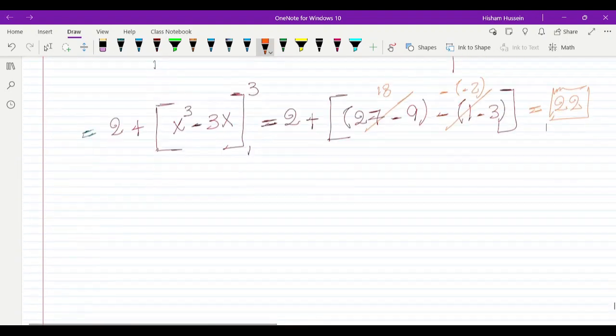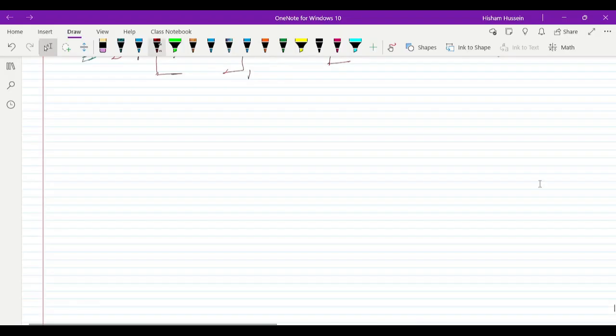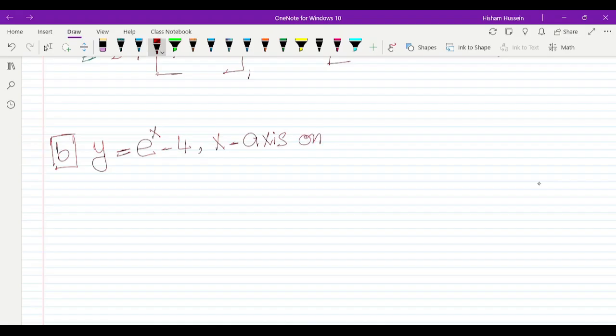This is for the first problem. For the second problem, B, the last one was A. B, here find the area of y equals e to the power x minus 4 and the x-axis on the interval from -2 to 1. The x-axis is y equals 0.